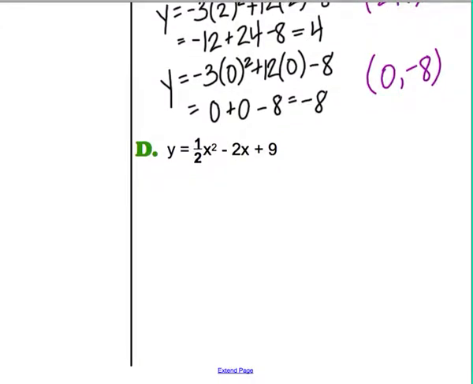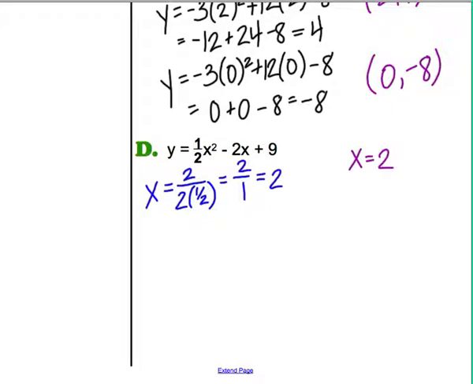We have y equals 1/2 x squared minus 2x plus 9. Doing the opposite of b over 2a. Opposite of b would be positive 2. And then we have 2 times a, which is 1/2. 2 times 1/2, half of 2 is 1. So you have 2 over 1, which is 2. So our axis of symmetry is x equals 2.